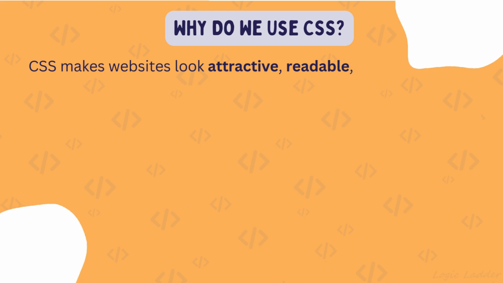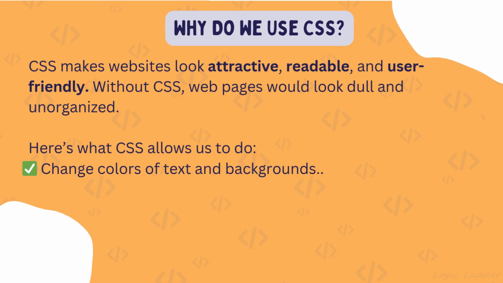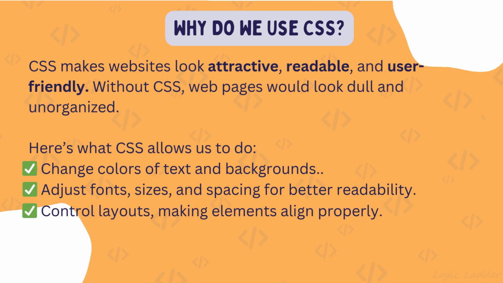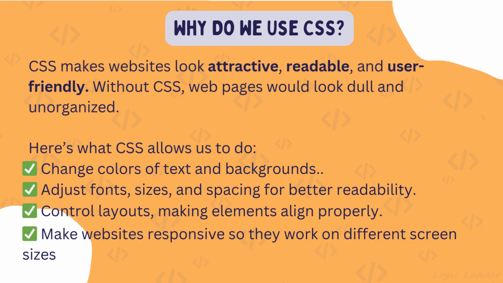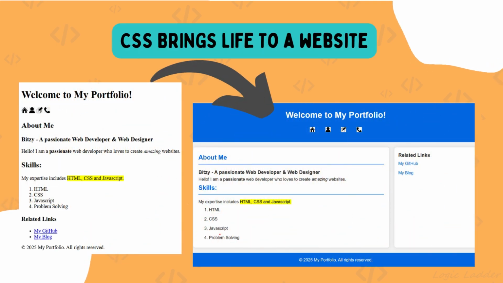We use CSS to make websites look attractive, readable, and user-friendly. Without CSS, web pages would look dull and unorganized. Here's what CSS allows us to do. Change colors of text and backgrounds. Adjust fonts, sizes, and spacing for better readability. Control layouts, making elements align properly. Make websites responsive so they work on different screen sizes. In short, CSS brings life to a website.